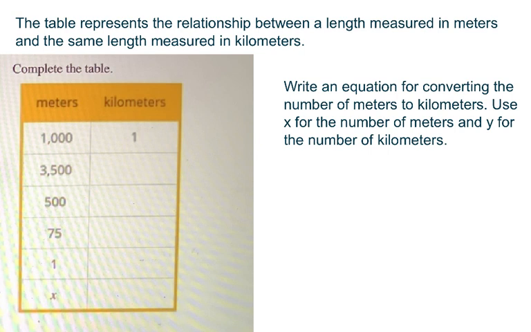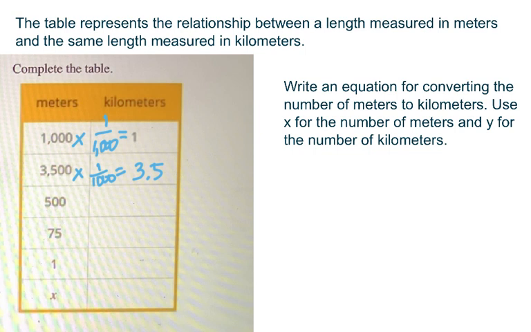One of the ways that I can go from 1,000 meters to 1 kilometer is that I can multiply the 1,000 meters by 1/1000, and that will give me 1 kilometer. So I know that I can use this relationship in each line of the table. So I can take 3,500 meters, multiply it by 1/1000, and that will give me 3.5 or 3 5/10 kilometers.